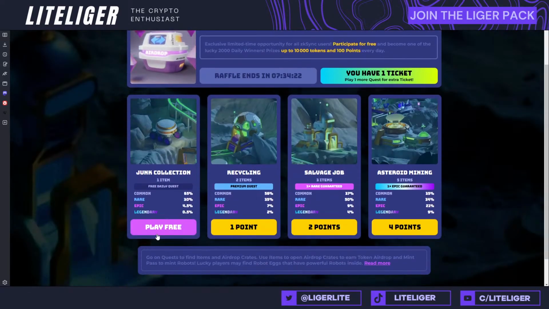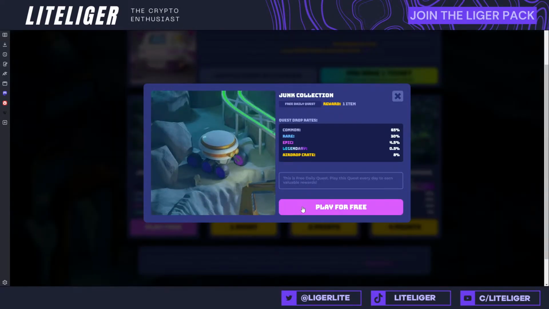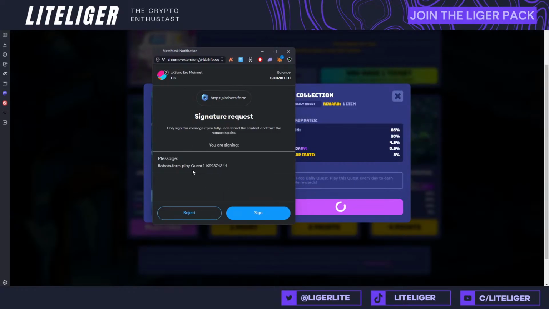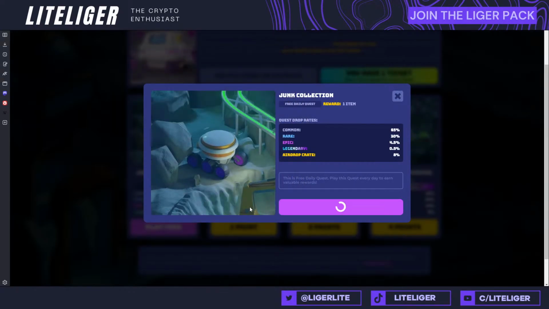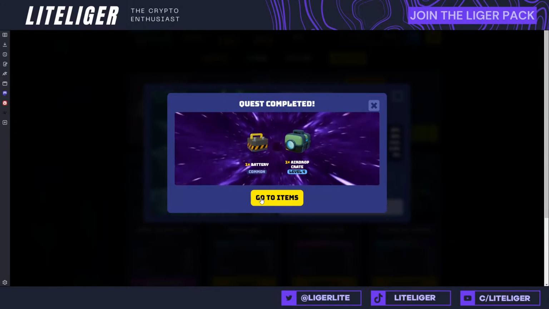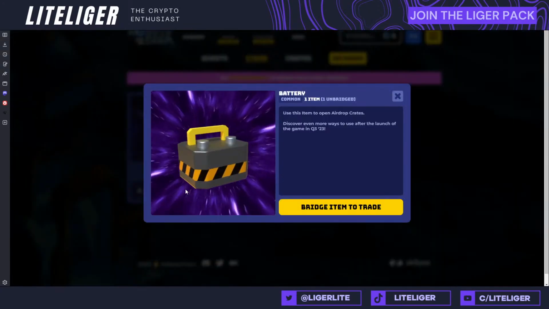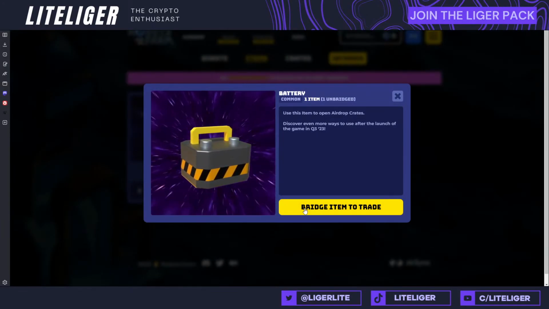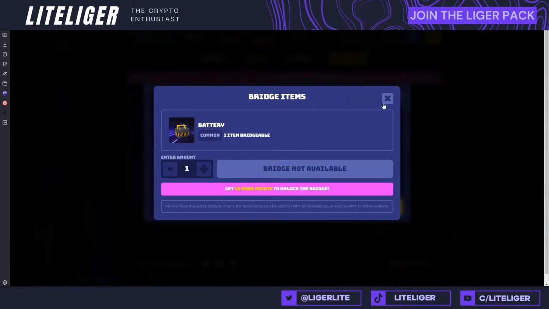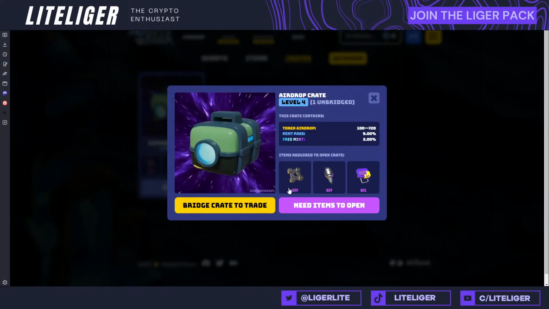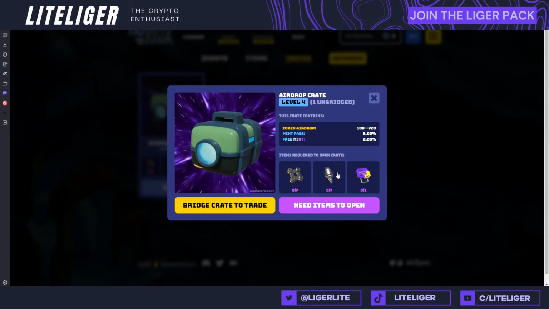And you can also play for free. This is going to have a cost of 50 cents. It's going to be giving us a free NFT. And we're going to be signing in, and we can go into our items. So there's this airdrop crate. In order to open these crates, okay, the bridge is not available right now, but basically, yeah, here's the crate. The crate will be needing you to get these specific items to basically open this.